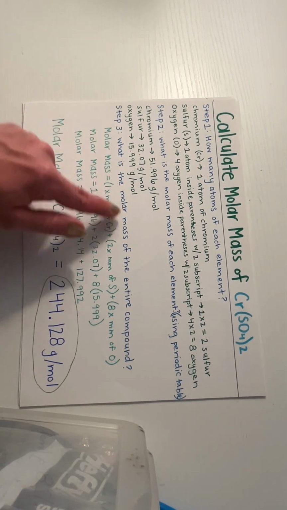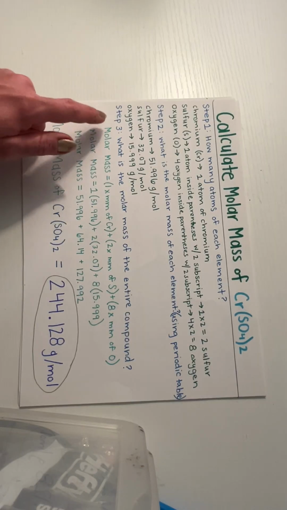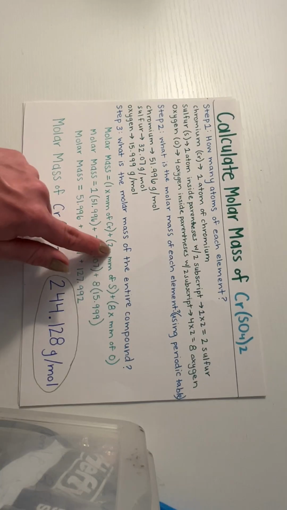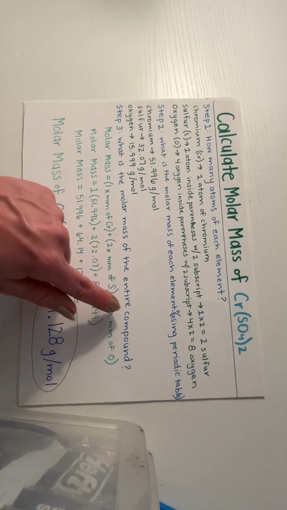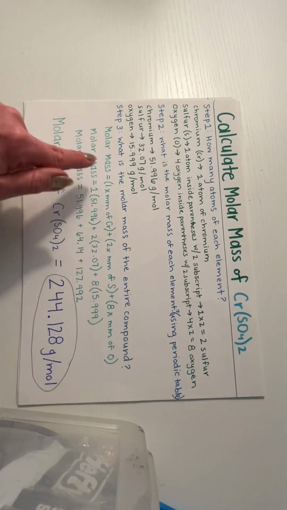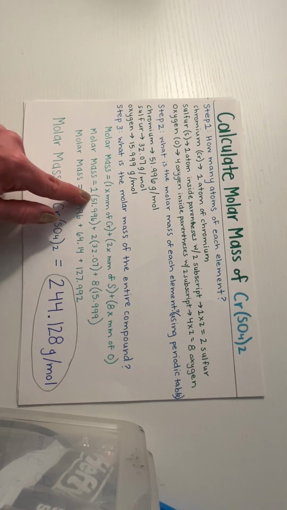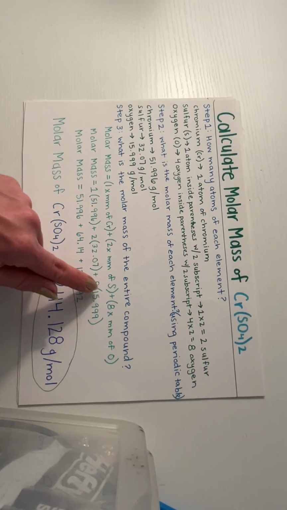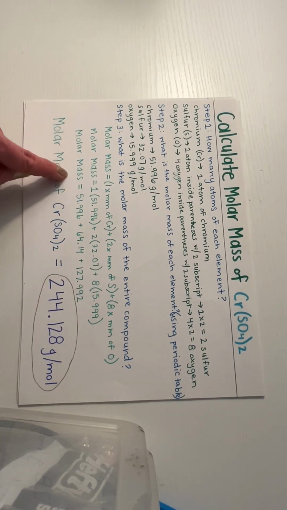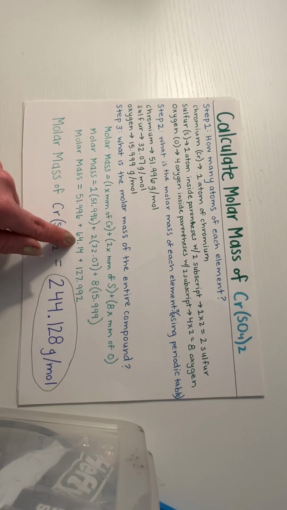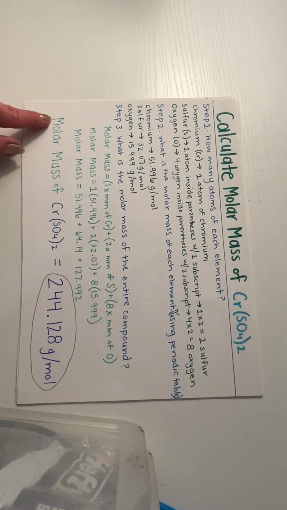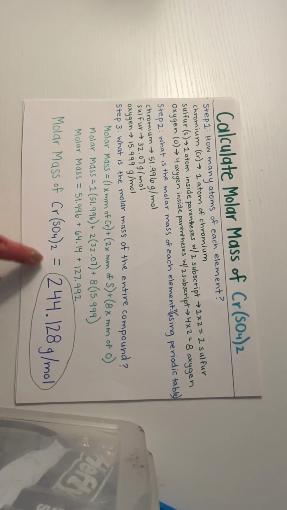Step 3, what is the molar mass of the entire compound? So the molar mass is going to equal 1 times the molar mass of chromium, 2 times the molar mass of sulfur, and 8 times the molar mass of oxygen. So 1 times 51.996, 2 times 32.07, and 8 times 15.999 equals 51.996 plus 64.14 plus 127.992, which makes the molar mass of the entire compound 244.128 grams per mole.